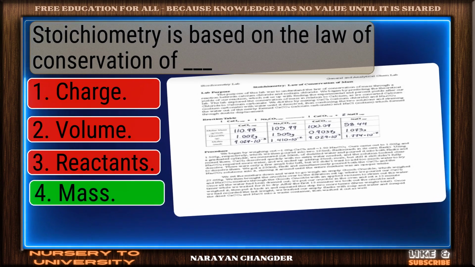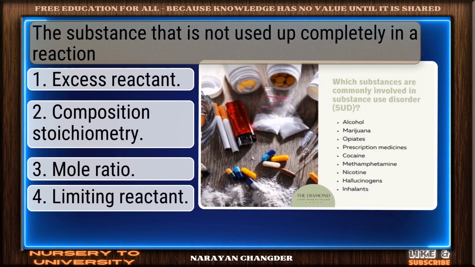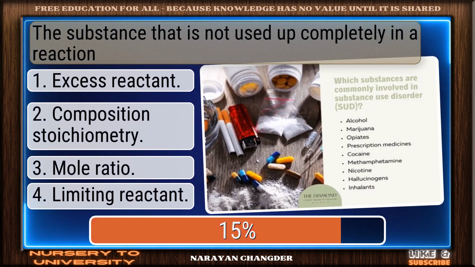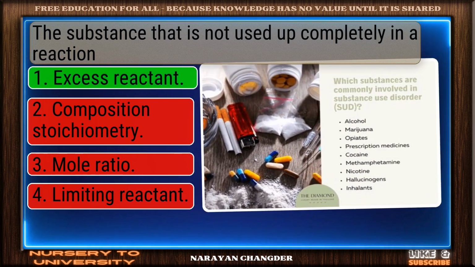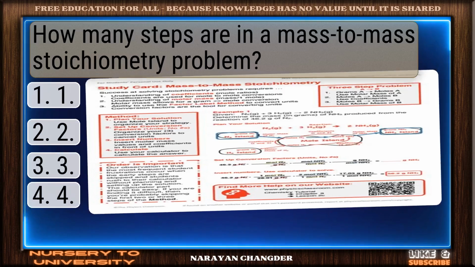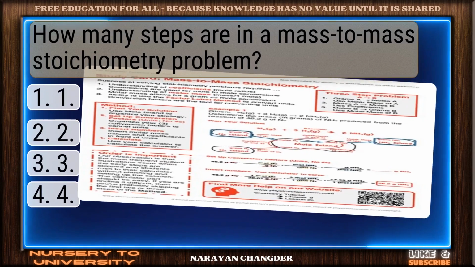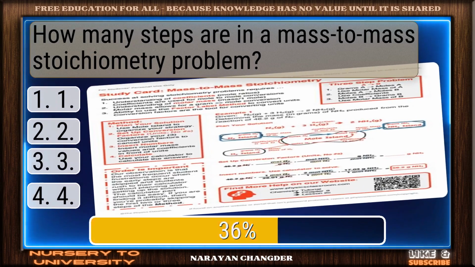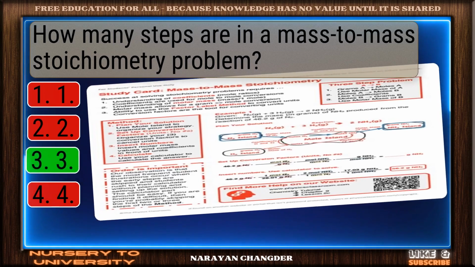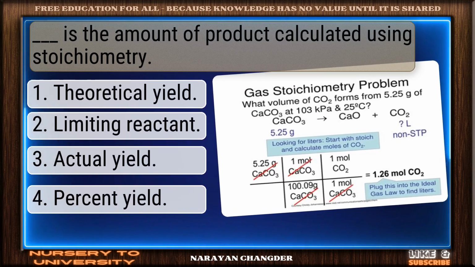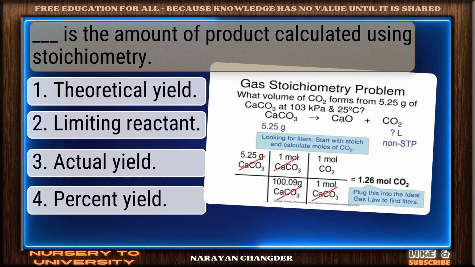You got it, mass. The substance that is not used up completely in a reaction. Right, excess reactant. How many steps are in a mass-to-mass stoichiometry problem? Well expressed, 3. Dash is the amount of product calculated using stoichiometry.